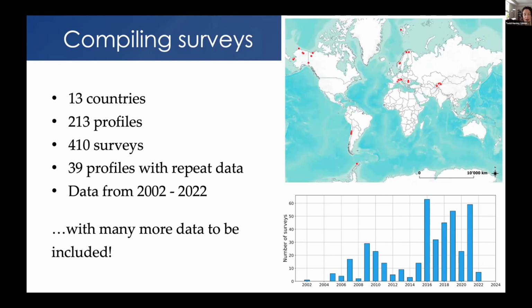We have data from 2002 to 2022. So on the bottom right, you can see the temporal distribution of data that's been collected so far. And it's also good to note that this is really just scratching the surface. We know there are many, many more data sets out there that will be included in this database. So this is going to be an ongoing effort to populate the database.